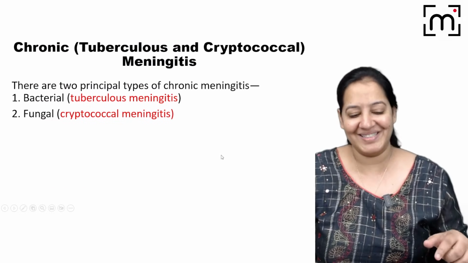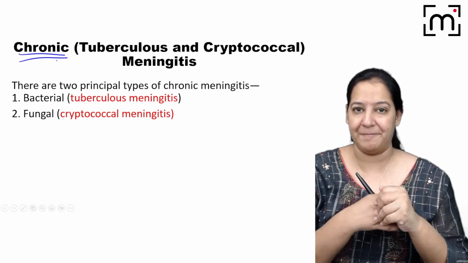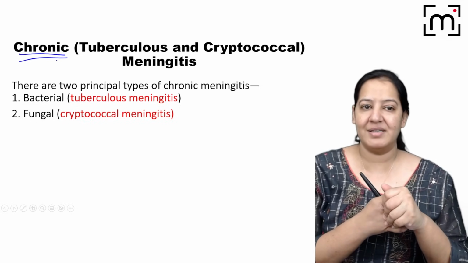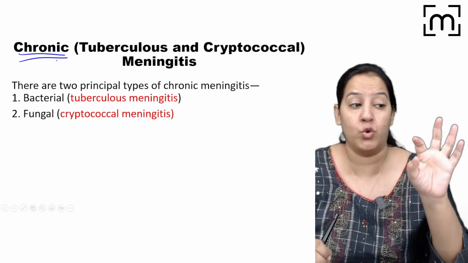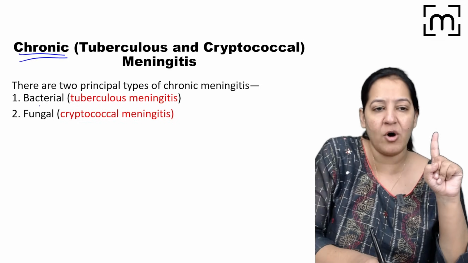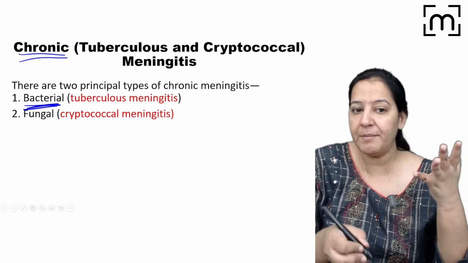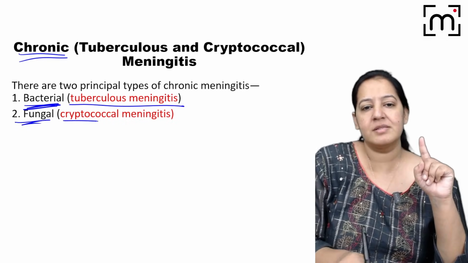The third and the last type of meningitis is chronic meningitis. As I told you, chronic meningitis is not acute. The last 2 we have studied, both were acute. One acute bacterial, one acute viral. This one is chronic. Chronic is caused by one bacteria. The name of the bacteria is Mycobacterium tuberculosis, and one fungus. The name of the fungus is Cryptococcus.